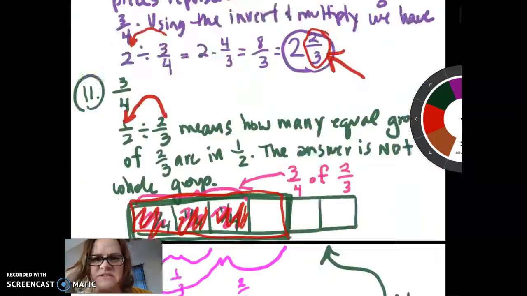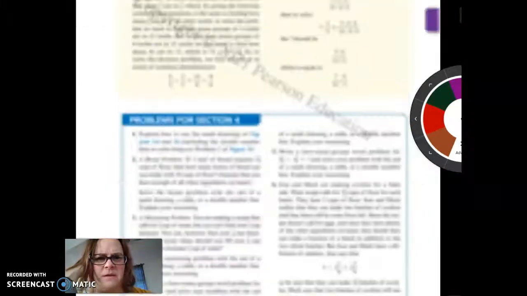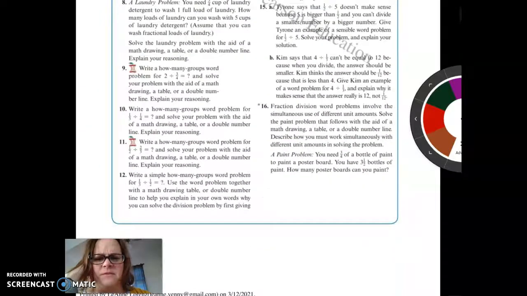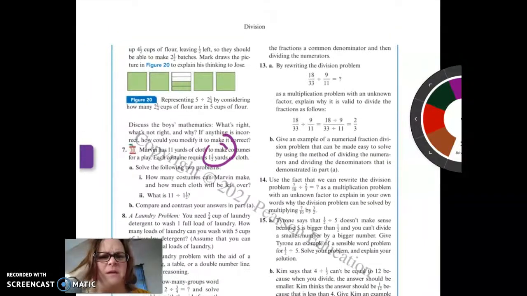All right, number 13. This isn't the right one. Yes, it is. Okay.